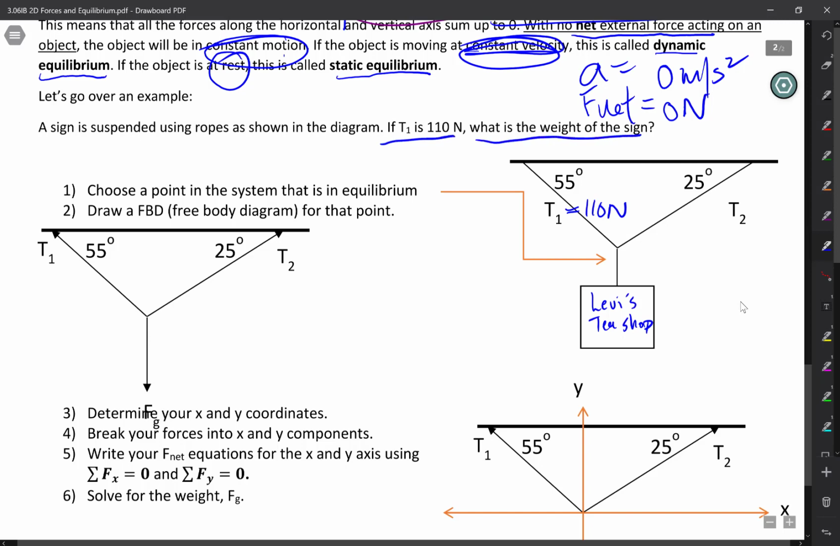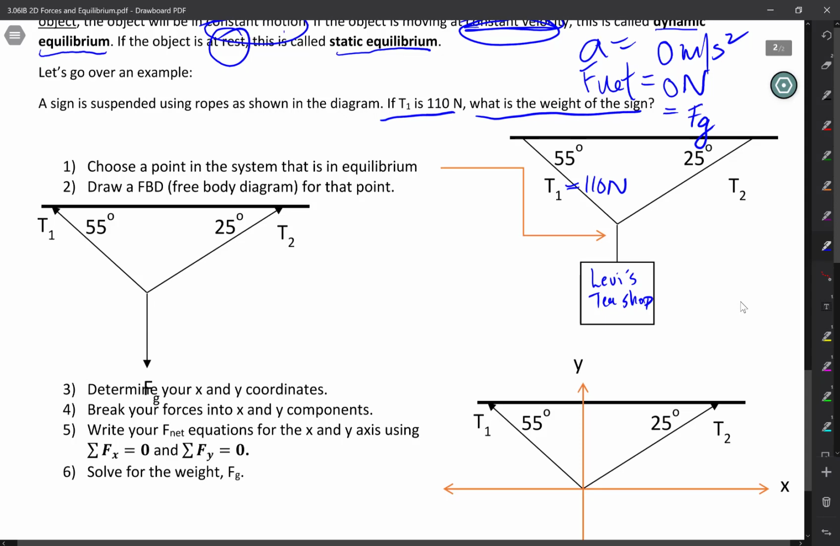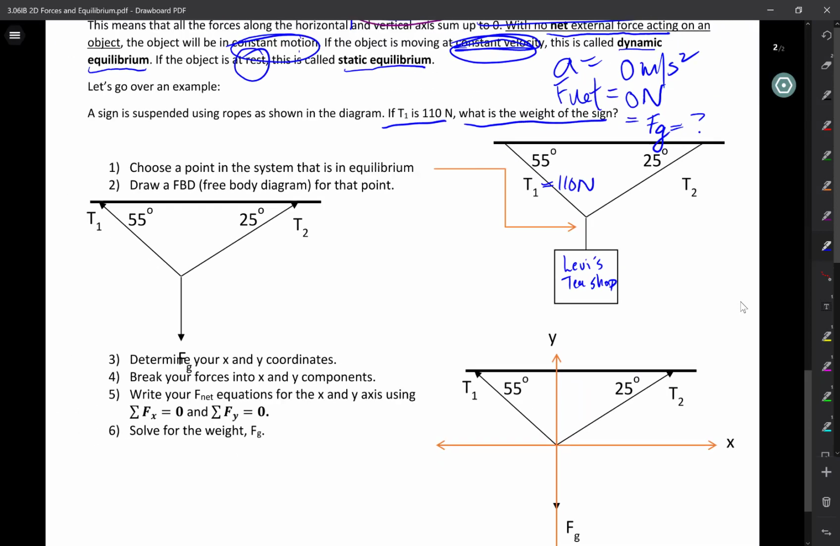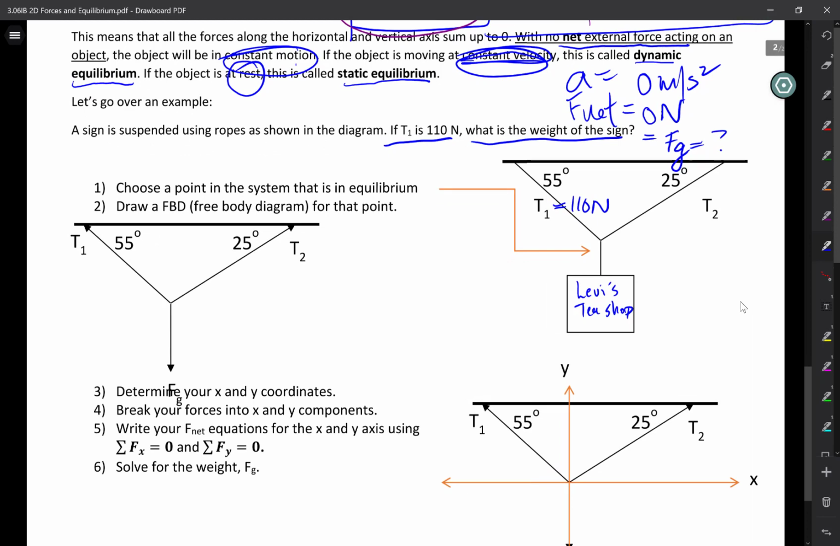what is the weight of the sign? And when we say weight of the sign, don't forget the weight is not the mass, it is the force due to gravity, okay? We want to find the Fg. This is what we don't know about the sign. So below I kind of wrote down some steps and some follow-throughs, but anyhow, let's talk about what happens when we draw a free body diagram when something's in equilibrium.